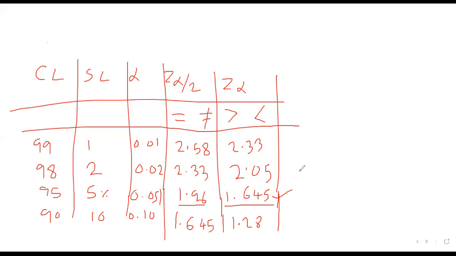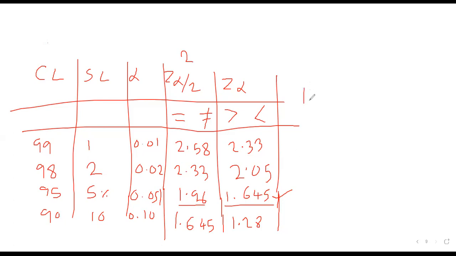2.58, 2.33, 1.96, and 1.645. This is for a two-tailed test. 2.33, 2.05, 1.645, and 1.28. This is for a single-tailed test. You're saying single-tailed? This one moves up and this one moves up. We have two new entrants, 2.05 and 1.28. All right.